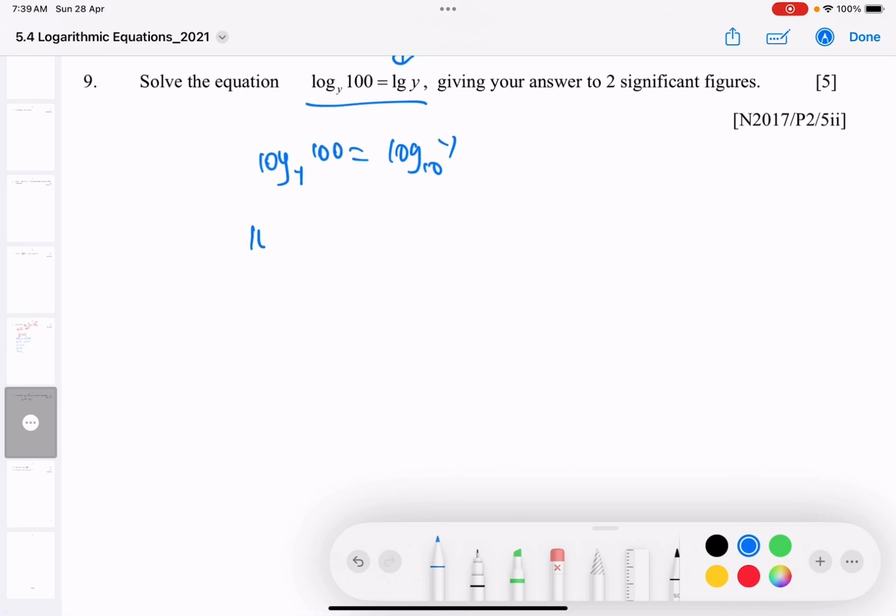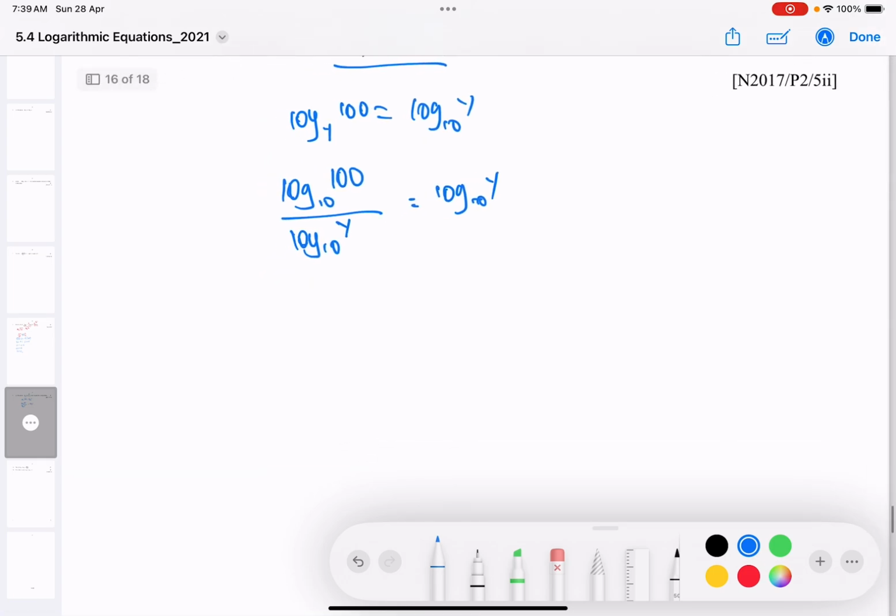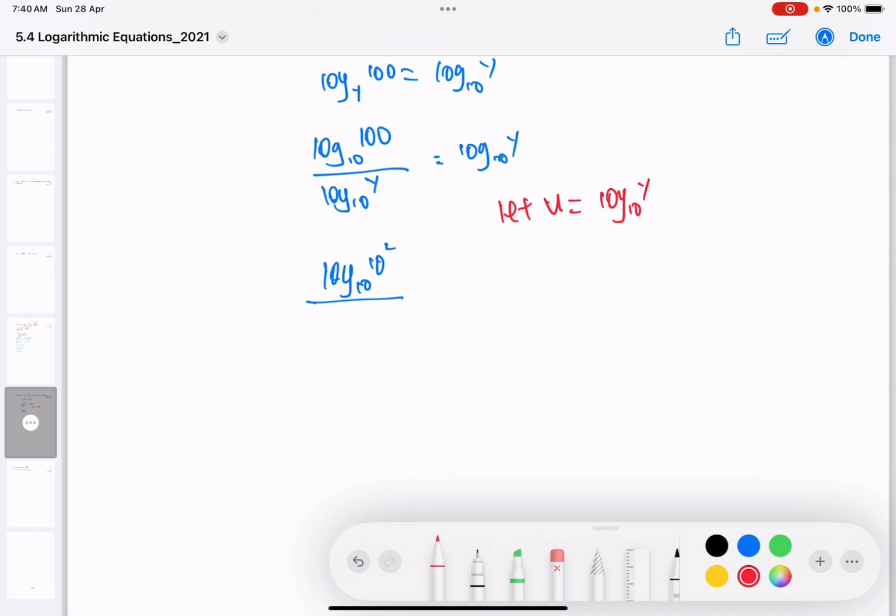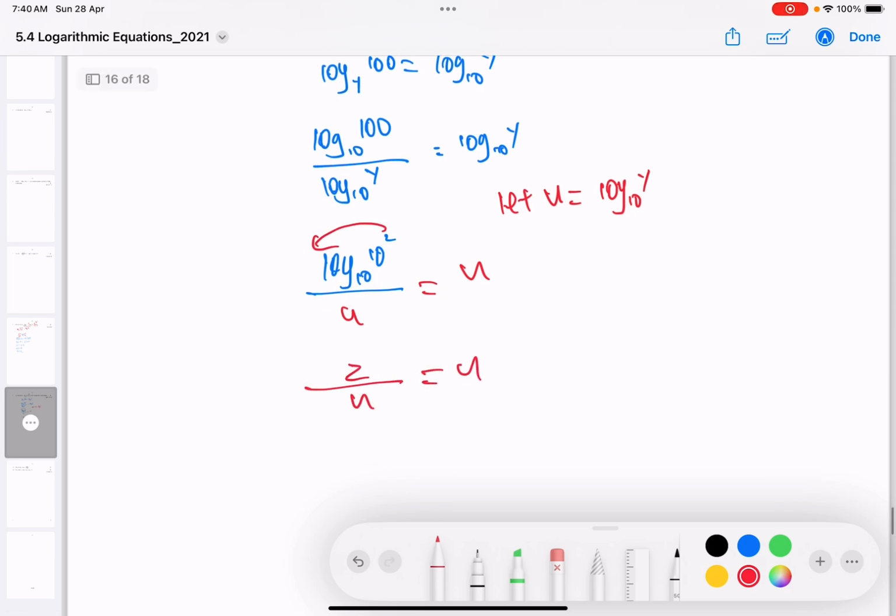So let's do that. Log base 10 over log base 10. I'm applying the change of base formula. On top it's going to be 100, on the bottom it's going to be y, is equal to log 10 of y. What I want to do here is to simplify this. I'm going to write this as log base 10 squared, and I am going to let u be log 10 of y. So I'm going to get something over u equals to u. This thing on top is going to be simplified. There's a 2, I can bring it down. So this is going to be 2u over u.